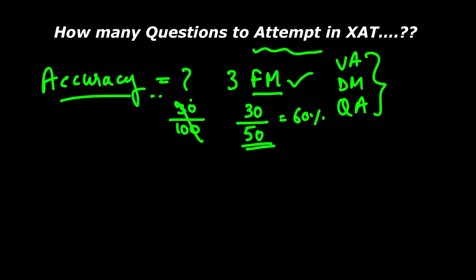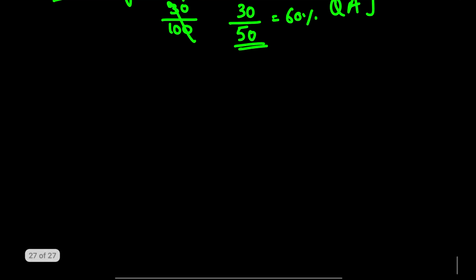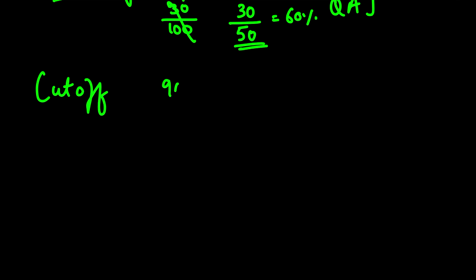So this was the first part of the video where I explained how you will get to know your accuracy. Now the second part of the video will talk about how to gauge the number of attempts which will land you on a safe score. Now when we talk about a safe score, everyone's requirements are different. Some people must be watching this video for the cutoff, some for a 90 percentile, some for 95 percentile, some for 99 percentile, and so on.